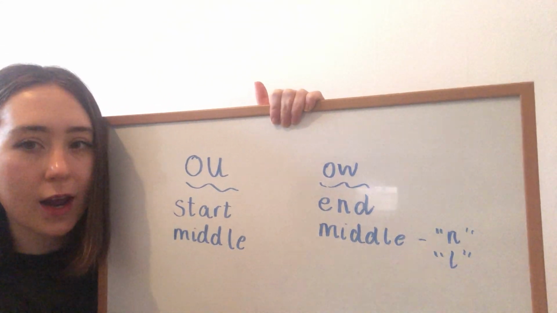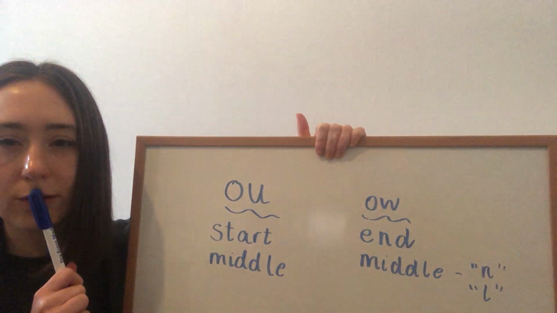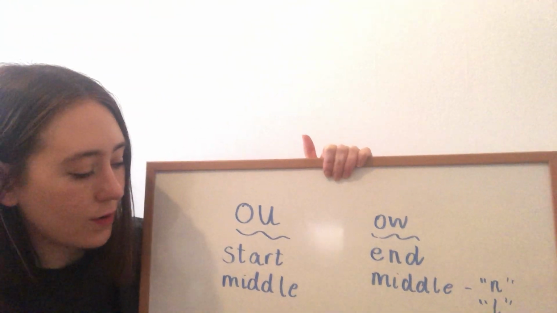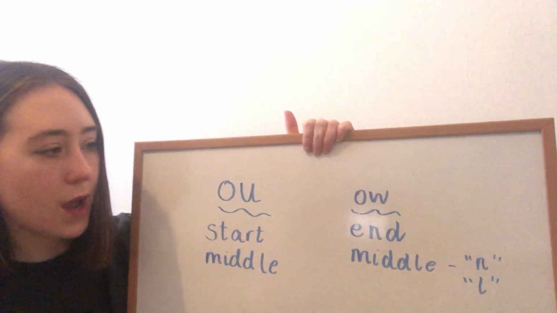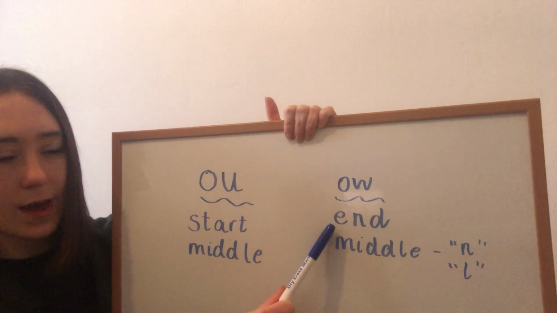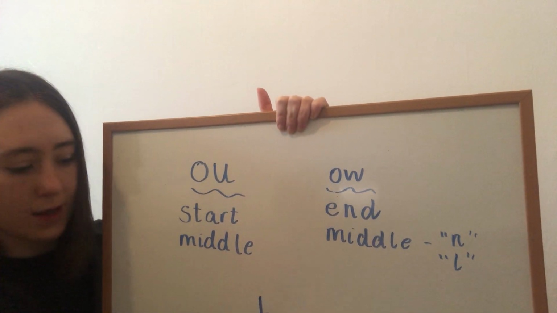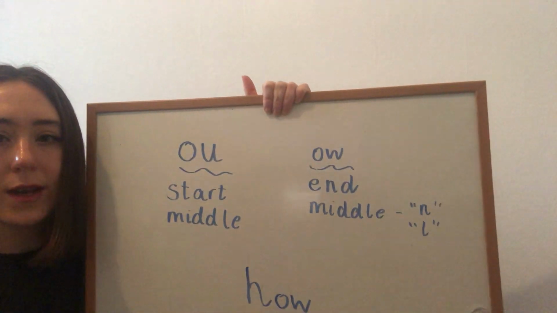How. What sound is starting? How. Well done, we have h. Ow. It's at the end. So which ow sound is it? How. Good.